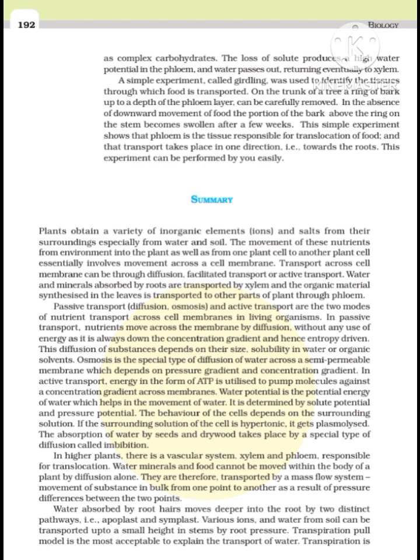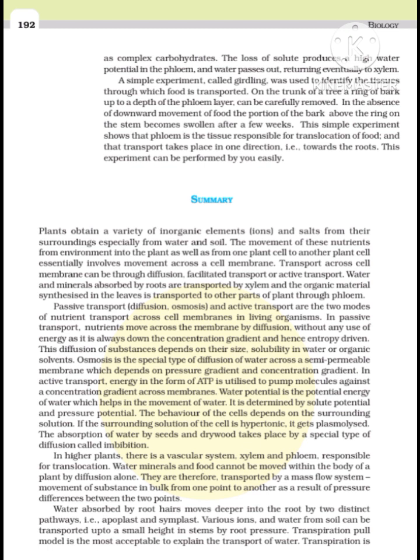Biology as complex carbohydrates. The loss of solute produces a high water potential in the phloem, and water passes out, returning eventually to xylem. A simple experiment, called girdling, was used to identify the tissues through which food is transported.